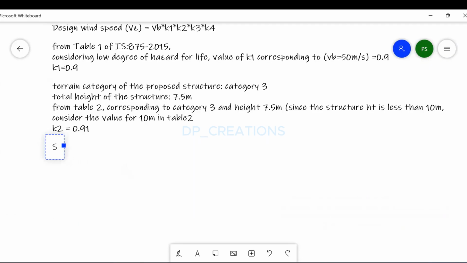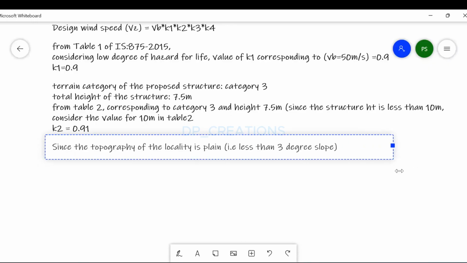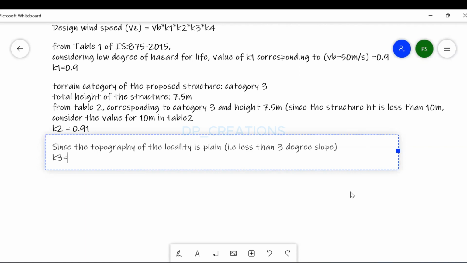Then since the topography of the locality is plain, that is less than 3-degree slope, K3 equals to 1. Okay.